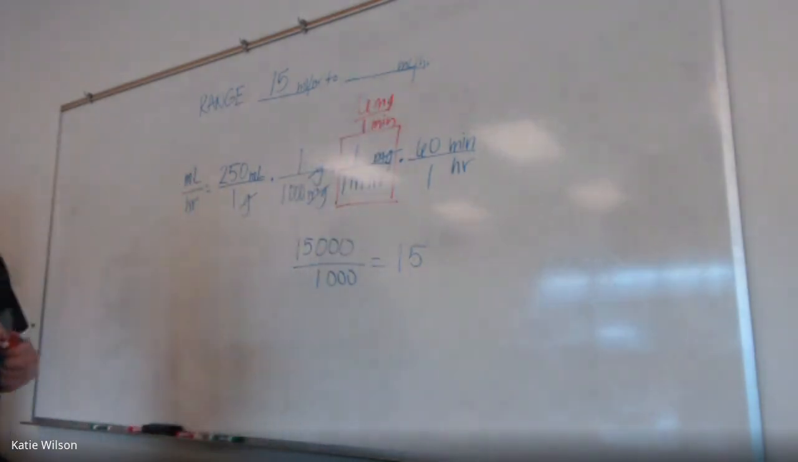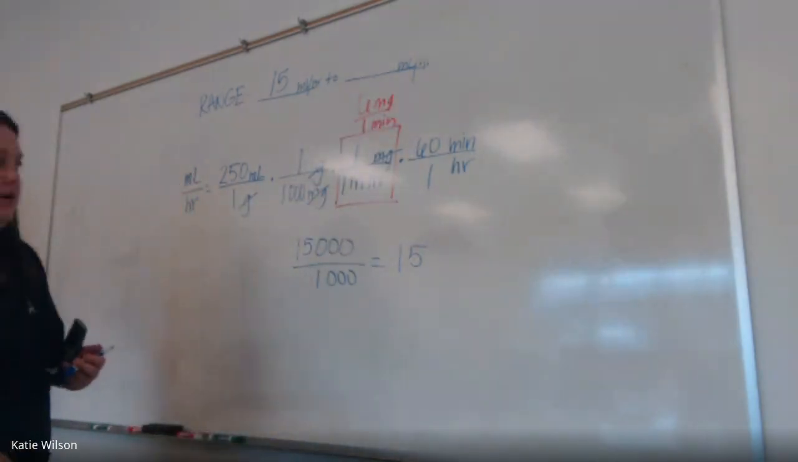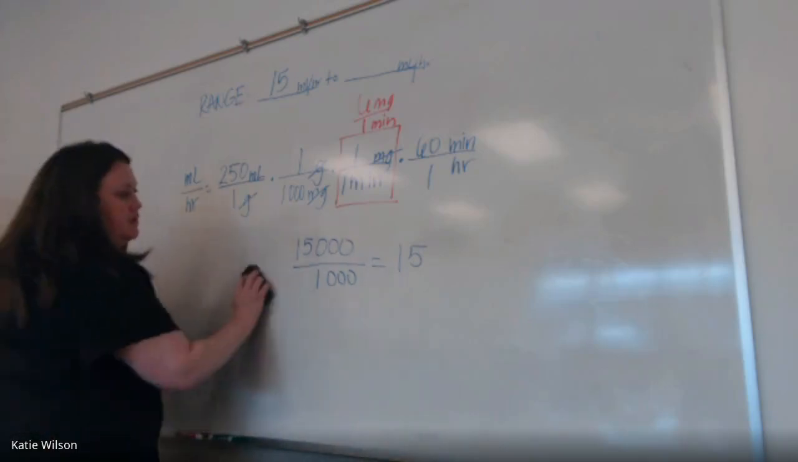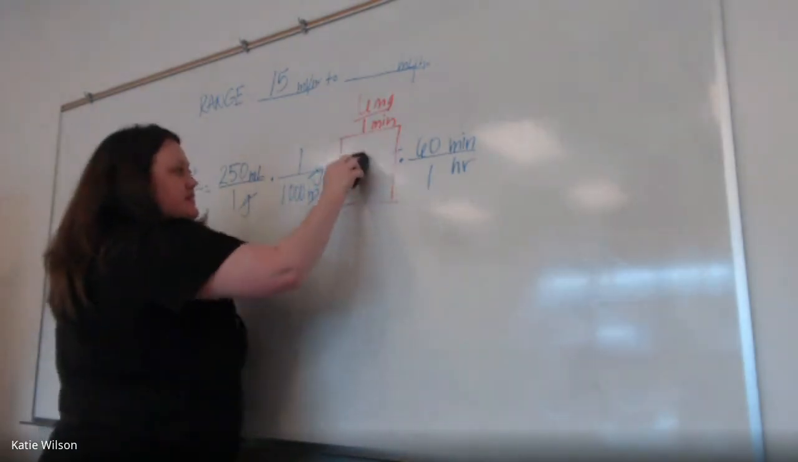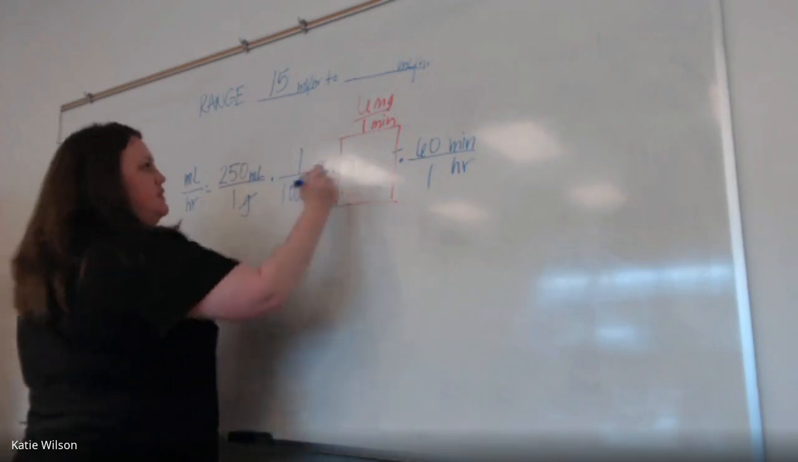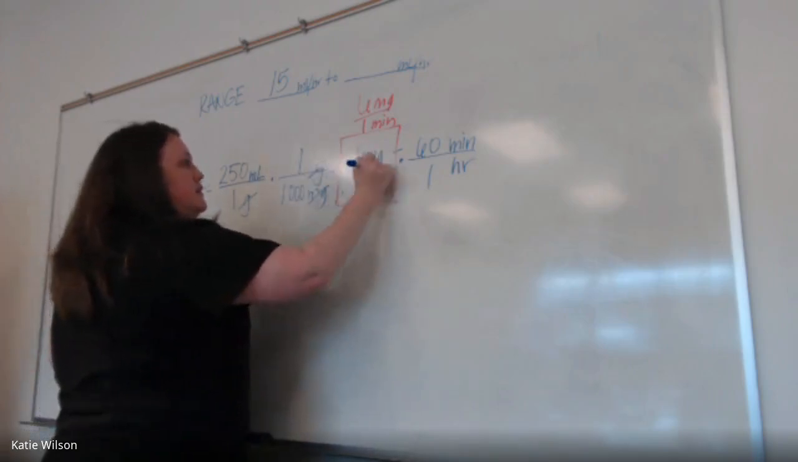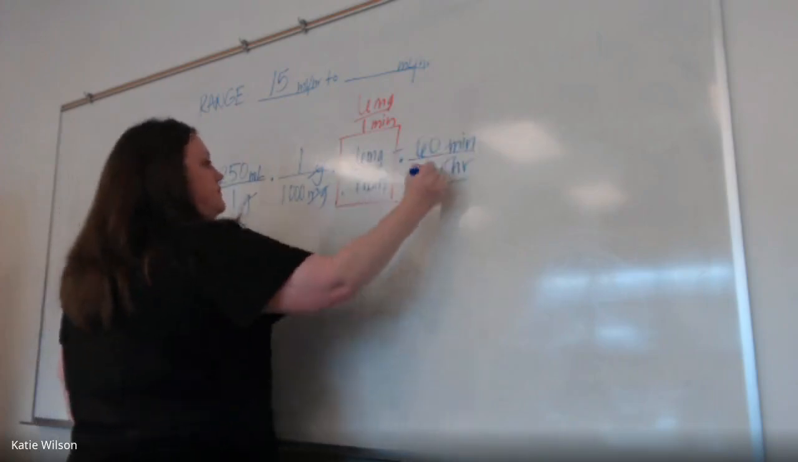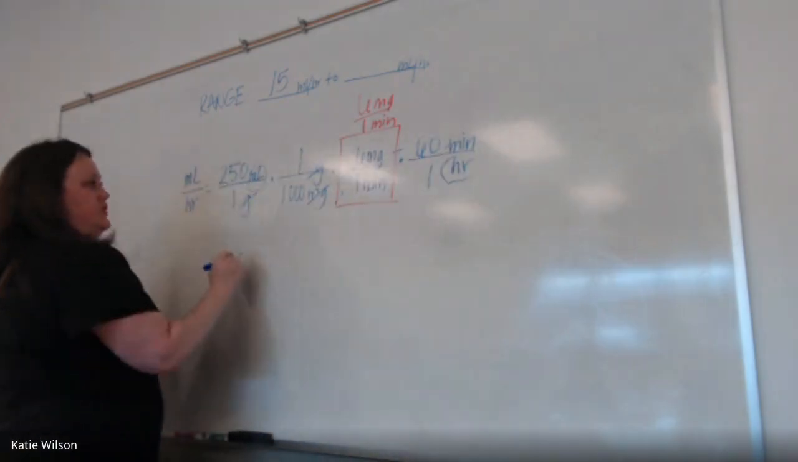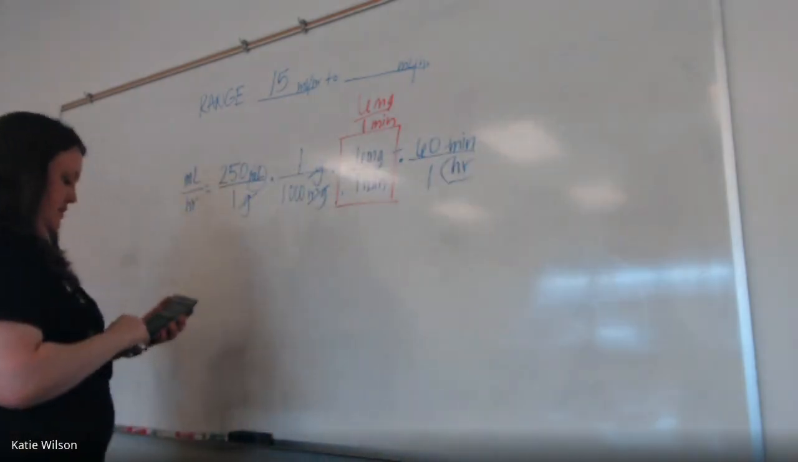I would suggest when you're learning to do these to rewrite your problem. But for the sake of this class, we're just going to erase this, because everything else is the same. So now I've got 250 times 6 times 60.